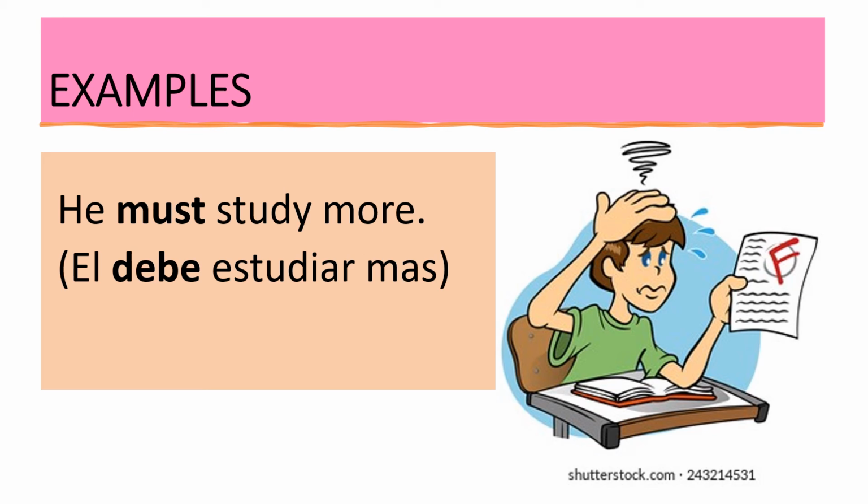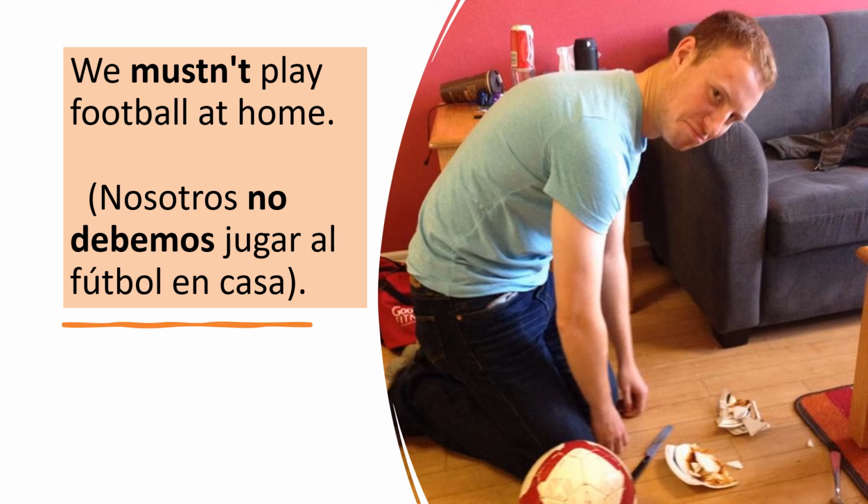So if you want, you can copy the sentence. We mustn't play football at home. We mustn't or we must not is the same. Here's the apostrophe. Must not or mustn't is the same.